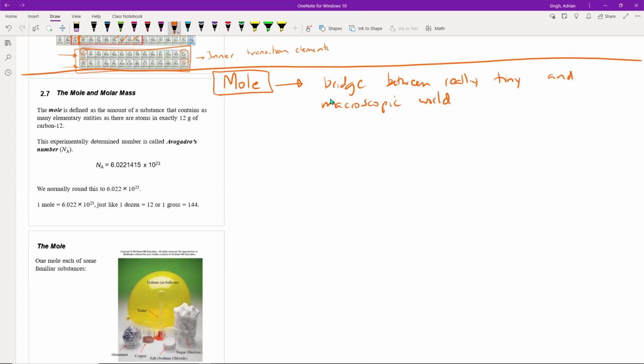So when we talk about the mole, we define it as the amount of a substance that contains as many things in that substance as there are atoms in 12 grams of the isotope carbon-12. So that's a long-winded definition. In terms of how this is useful to us, when we have 1 mole of anything, whatever that thing is, it always is going to contain a certain number of that thing. And that number is called Avogadro's number.